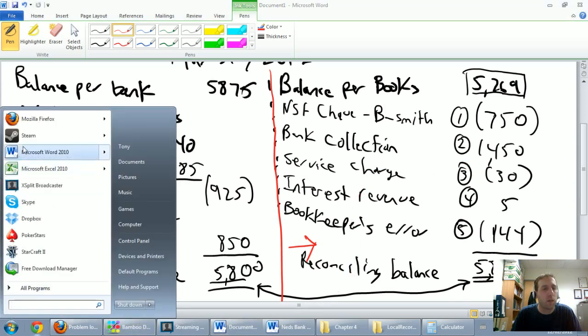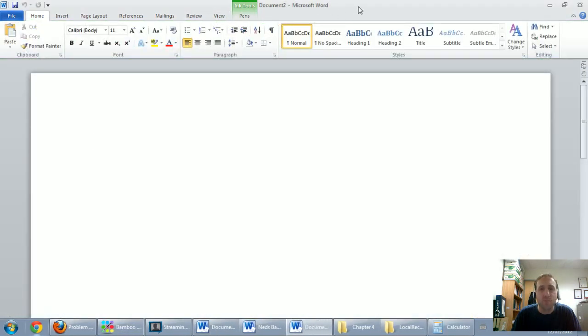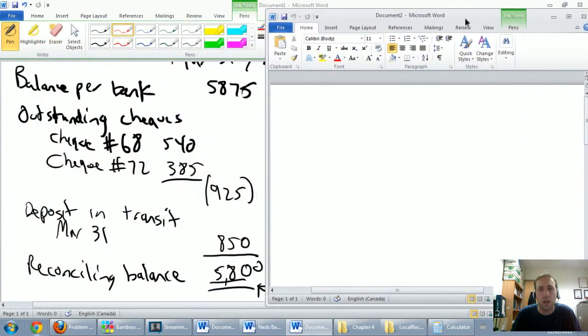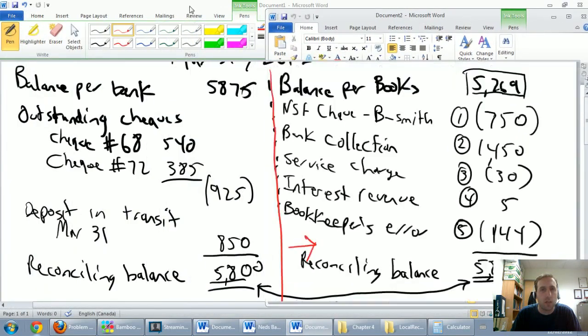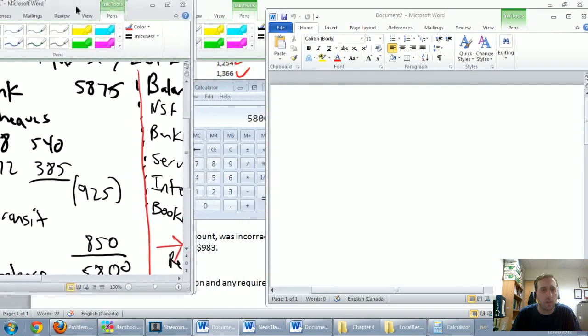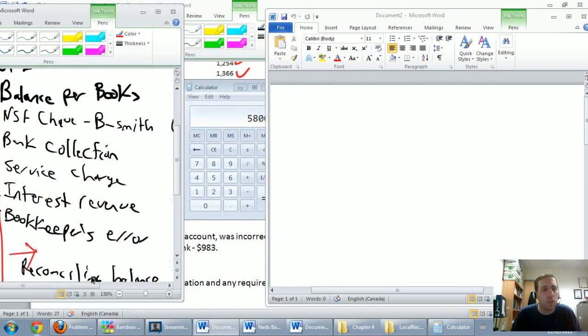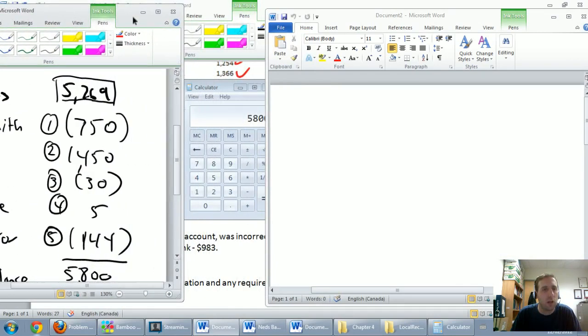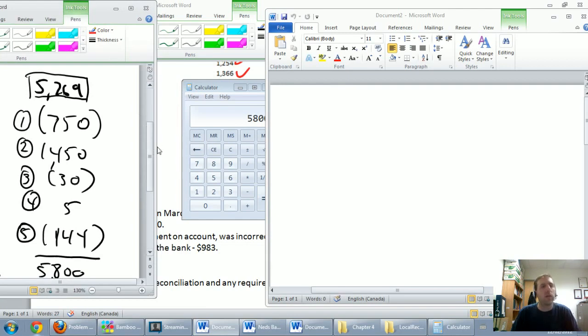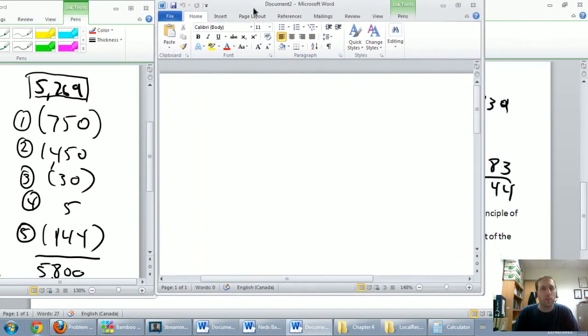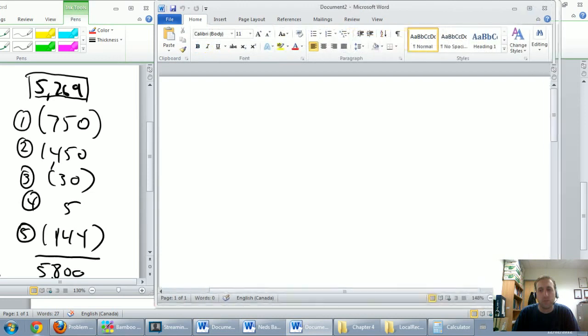So what I'm going to do is open up a new Word document, and let me just pull it over to the side, and let me pull this one over to the side, and I'm going to show you just how easy these journal entries are. I want to start my journal entries without even really looking at any of the words. I just want to look at the numbers.